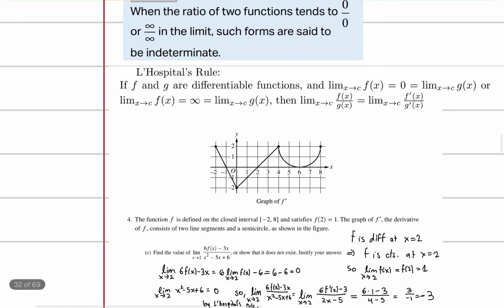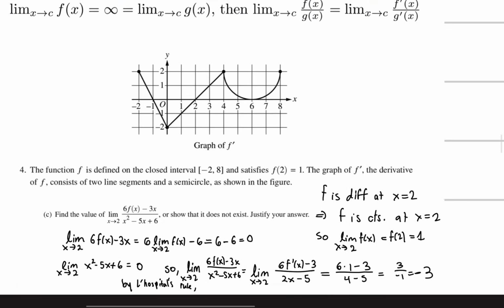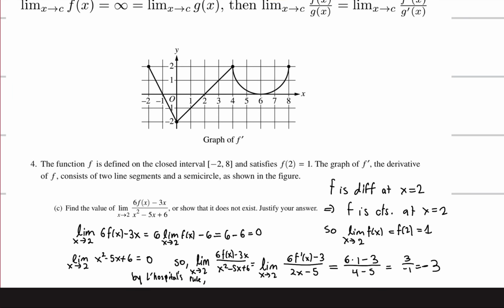And here's a good practice FRQ, straight from College Board, a previous AP exam. It gives you this function, it gives you the graph of f prime, and it gives you f of 2 is 1.